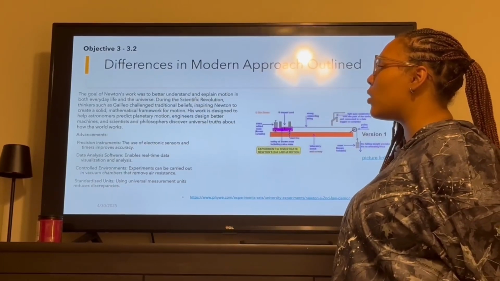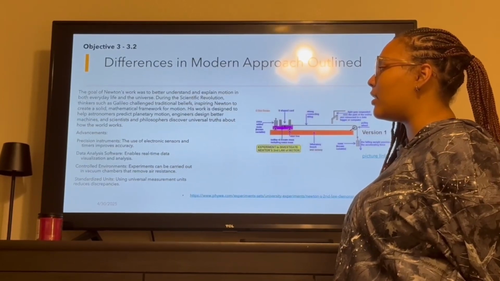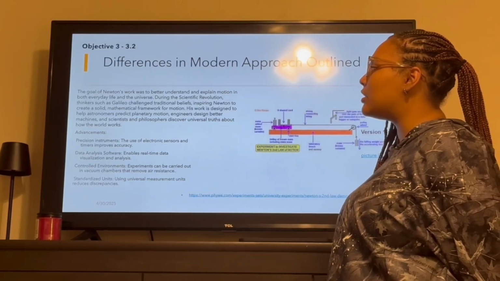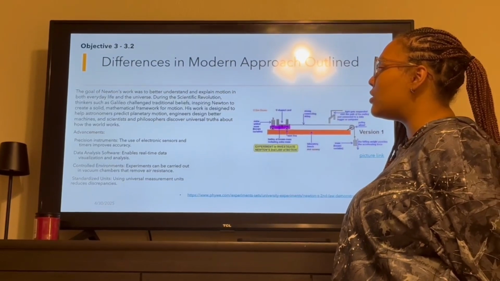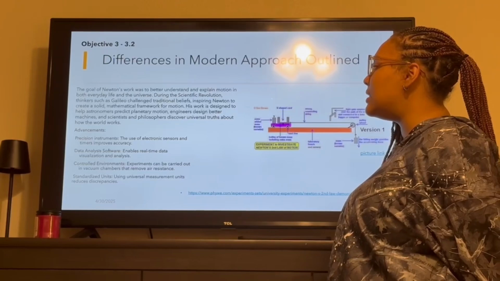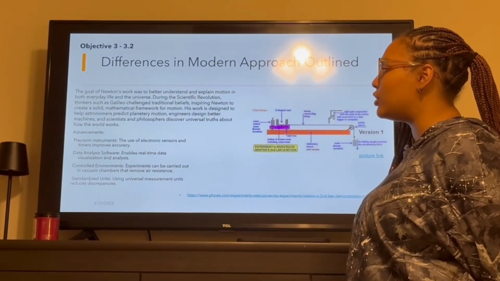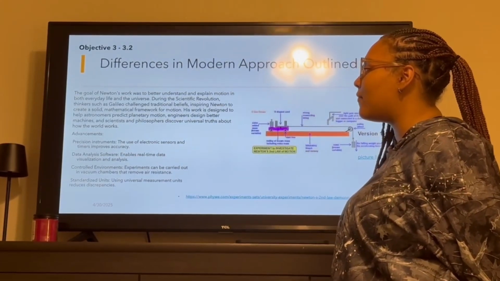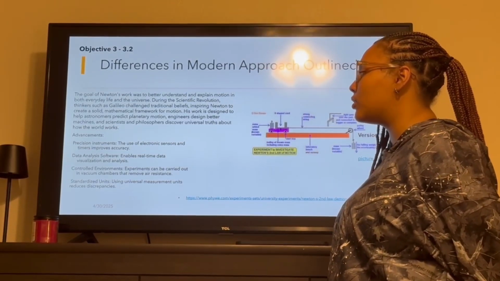Differences in modern approach outlined. The goal of Newton's work was to better understand and explain motion in both everyday life and the universe. During the scientific revolution, thinkers such as Galileo challenged traditional beliefs, inspiring Newton to create a solid mathematical framework for motion. His work is designed to help astronomers predict planetary motion, engineers design better machines, and scientists and philosophers discover universal truths about how the world works.